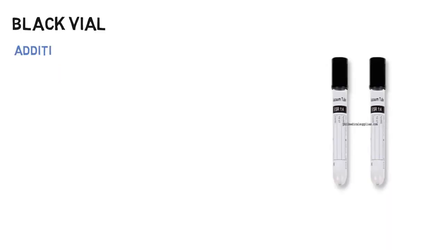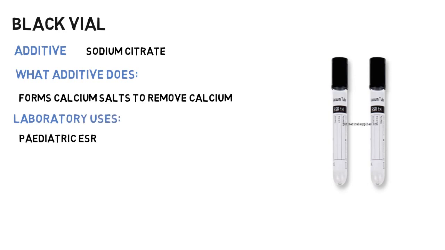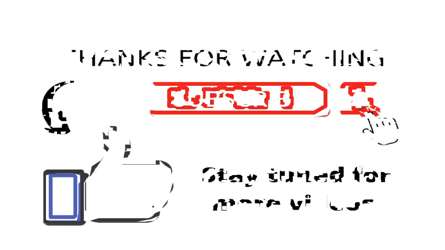Black stopper vial. It has an additive sodium citrate. It forms calcium salt to remove calcium. It can be used for pediatric ESR. Here is the order of draw already discussed in the previous video. Now you have a little knowledge about various blood collection tubes.